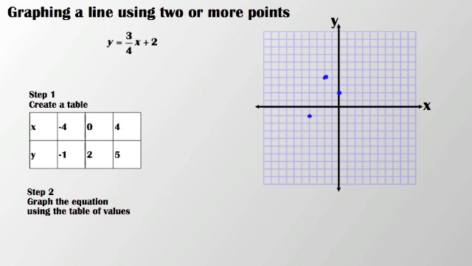That's where a third coordinate helps out. So my third coordinate, x equals 4, y equals 5, puts us at about right here. So I can see then that the line will continue through those 3 points. I can then go ahead and draw my line. Looks something like that. That is how to graph a line using 2 or more points.